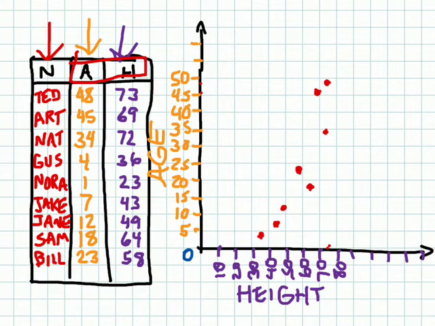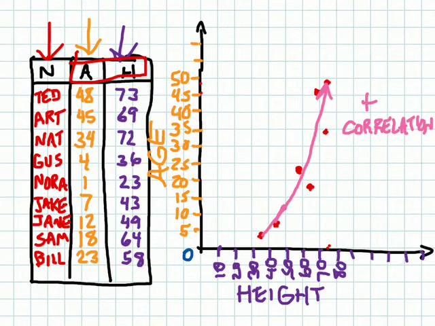If you notice, our data begins low and left and sort of travels in a group like that, up towards the right. That's an example of what we call a positive correlation.